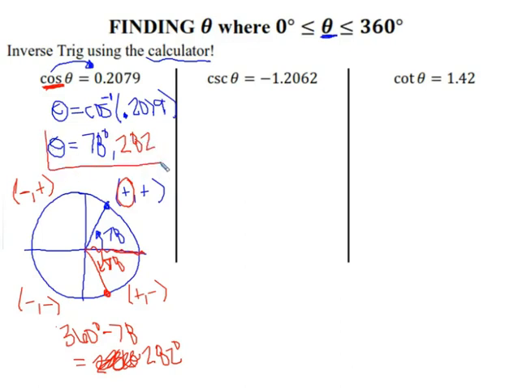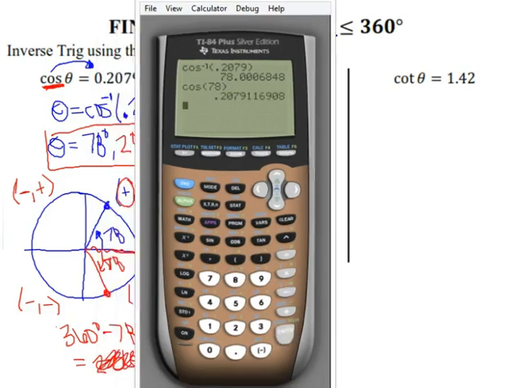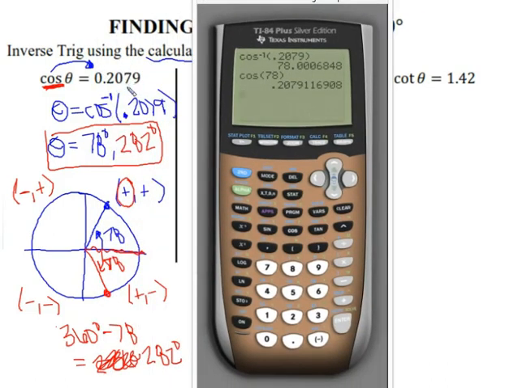Now, notice how you can always check your work. Let's go back to the very beginning. If we were to take cosine of 78, notice how that's approximately the decimal we started with, 0.2073, or 79, right there. Now let's check our other one. Let's do cosine of 282.